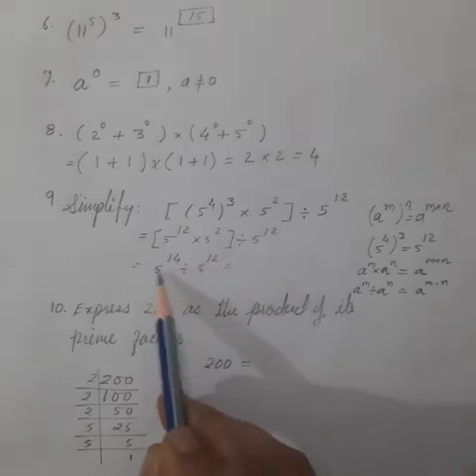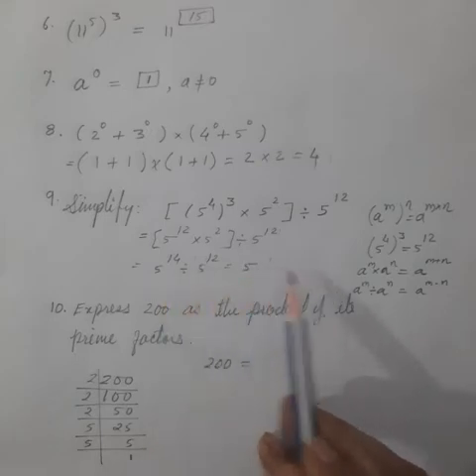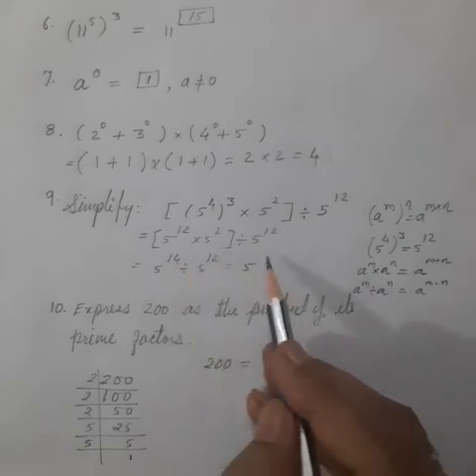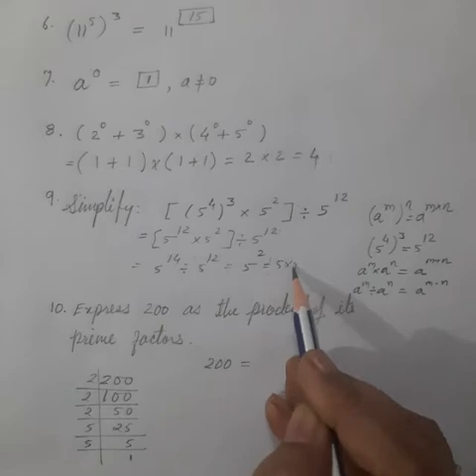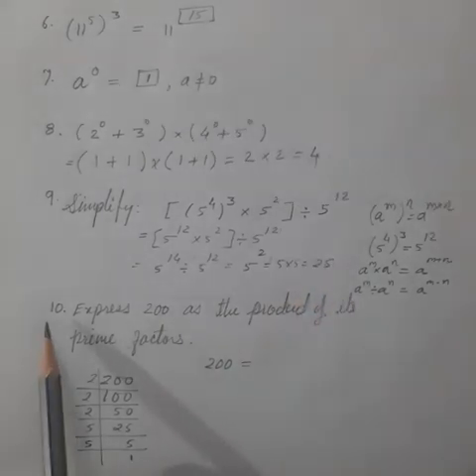Now this is the division of two numbers with same base 5. Take the common base 5 and subtract the powers. 14 minus 12 is 2. And 5 square means 5 into 5. 5 5s are 25.